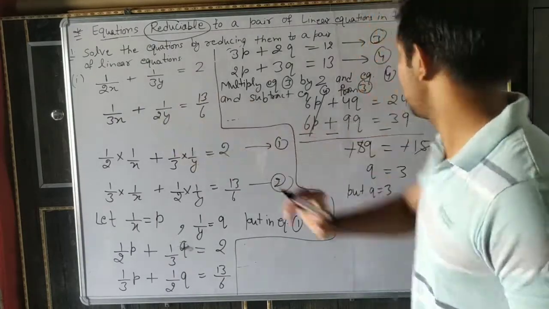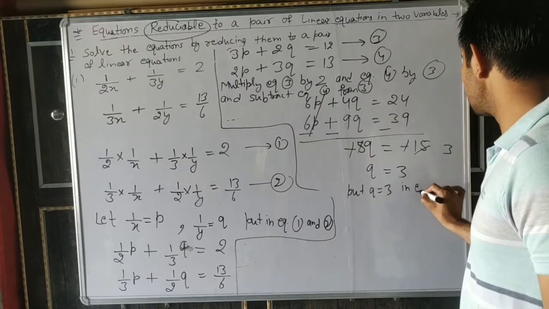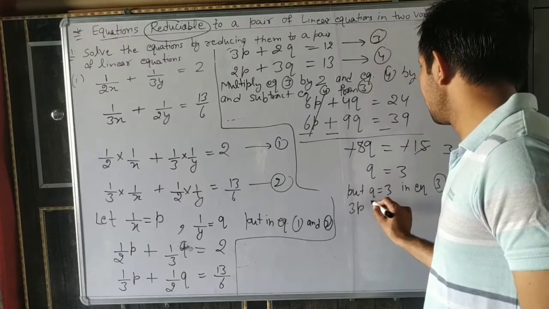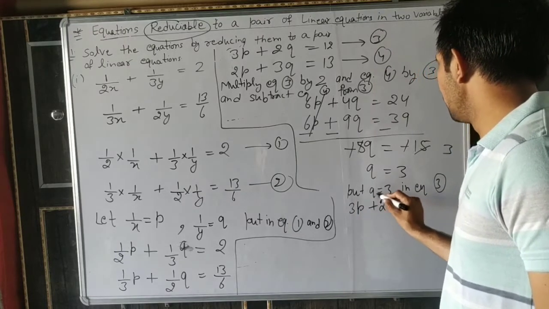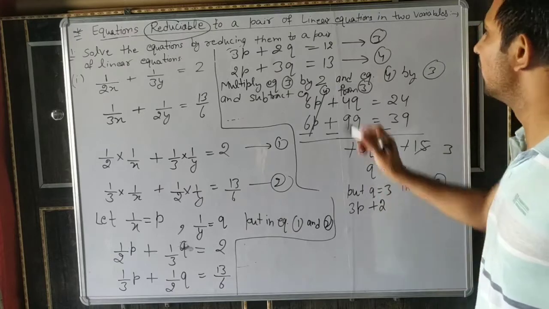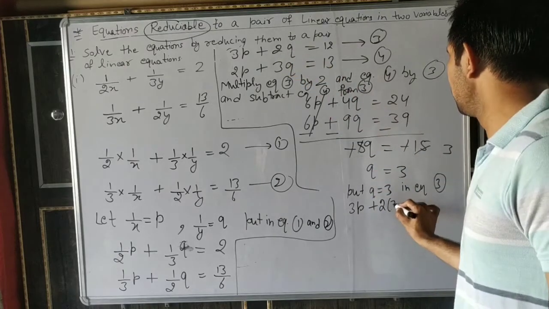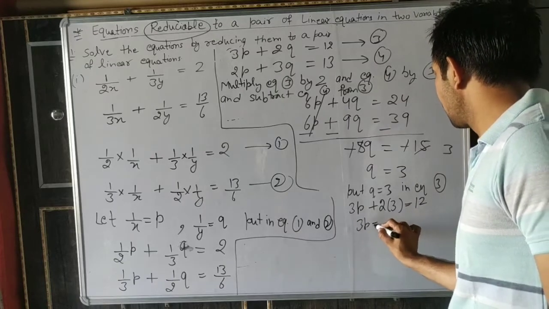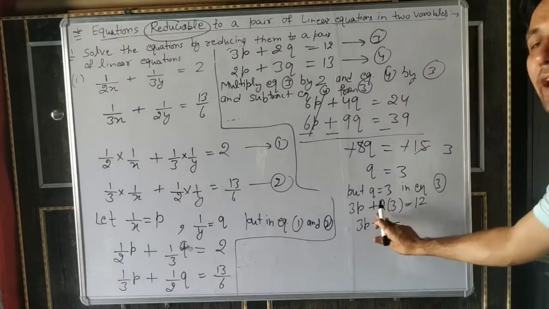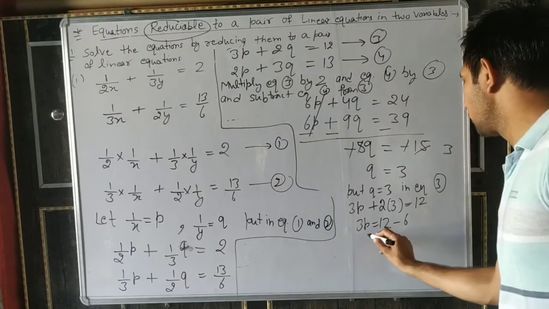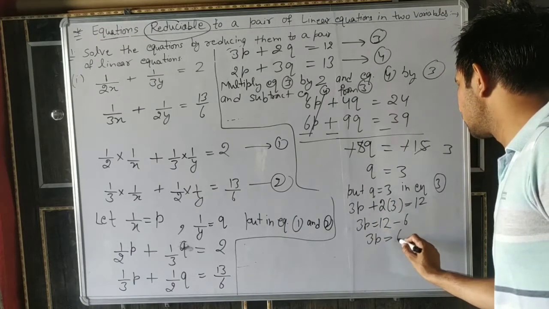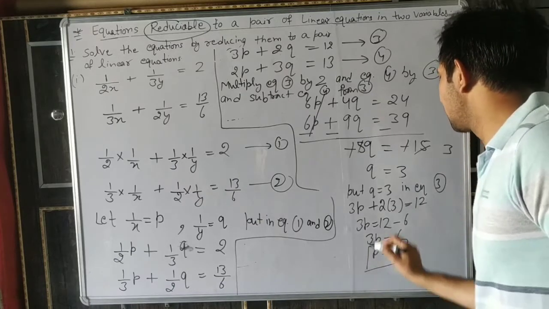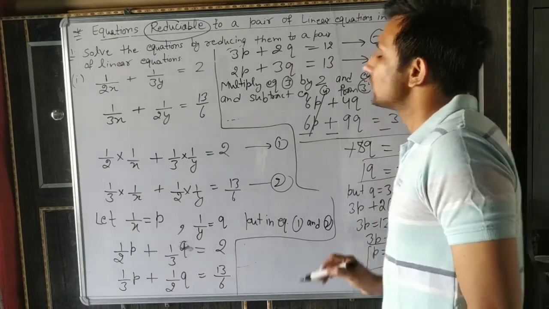Here x and y are in equation 3, so 3p plus 2q equal to 3. How much is q? 2 into 3 equal to 12, so 3p equals 12 minus 2 into 3, which is 6, on the other side minus. So 3p equal to 6, therefore p equal to 2. P equal to 2 and q equal to 3.